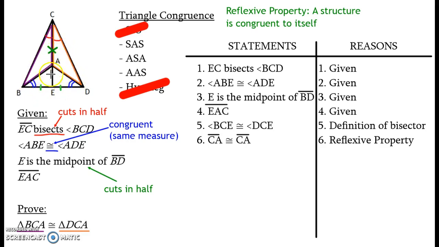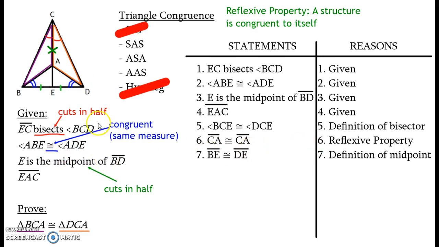The next step is to prove these markings down here. We've proved that BCE and DCE are congruent. Now we have to prove that BE and DE are congruent because of the midpoint. So we'll do that next. All right, we've settled that BE and DE are congruent because of the definition of midpoint. Now we're going to prove that ABE and ADE are congruent. Oh wait, we don't have to because it's already proven. Nice.